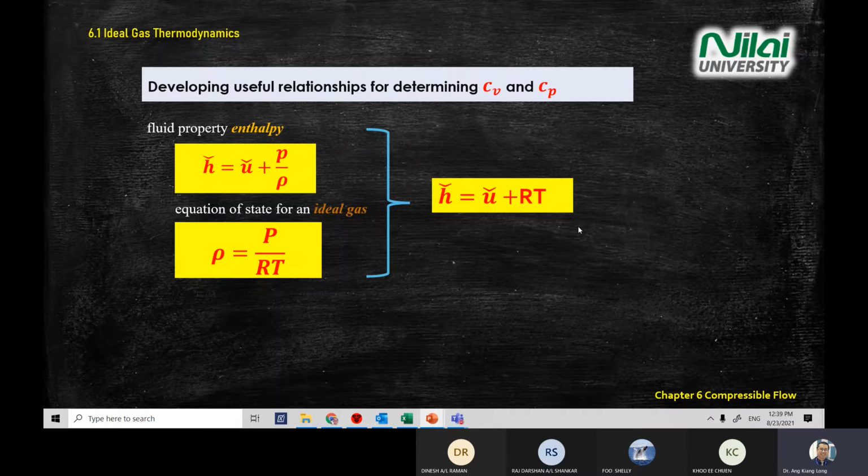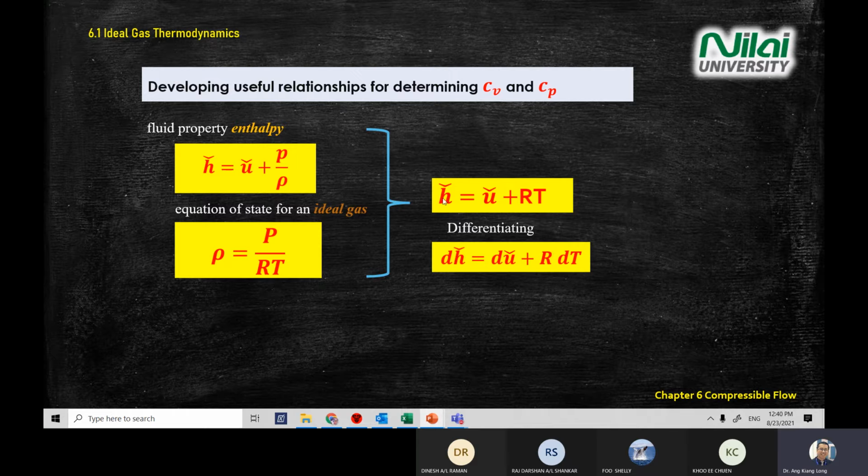All right. So this is how you start to derive the equation for the relationship between Cv and Cp. You start with enthalpy, followed by the definition of ideal gas. You arrive at H equal to U plus RT. H is enthalpy, U is internal energy. Then you differentiate. Differentiate means you find a very small change. H can change, U can change, R is a constant value and cannot change, so you cannot differentiate it, but temperature can change. So you modify the equation above: dH equal to dU plus R dT.